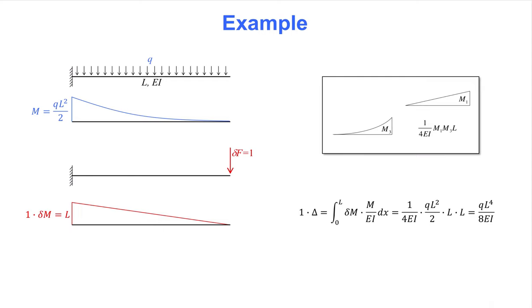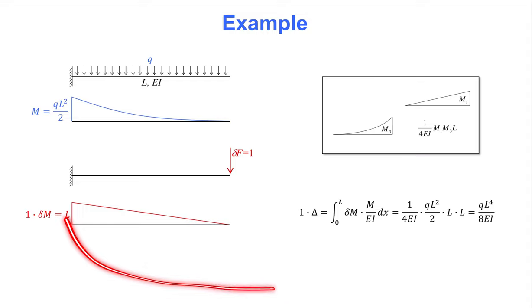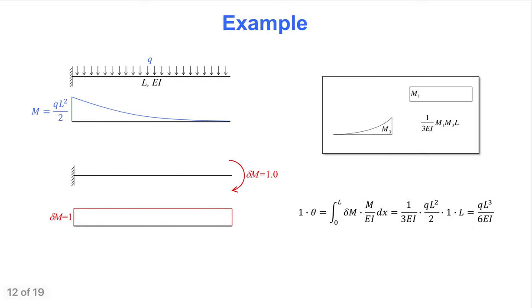Instead of carrying out the integral of virtual moment times real curvature mathematically, we simply use the formula, which employs the maximum value from the bending moment diagrams shown on the left to find that the displacement at the tip of this cantilever is QL to the power 4 over 8 EI. The next slide does the same for the rotation.